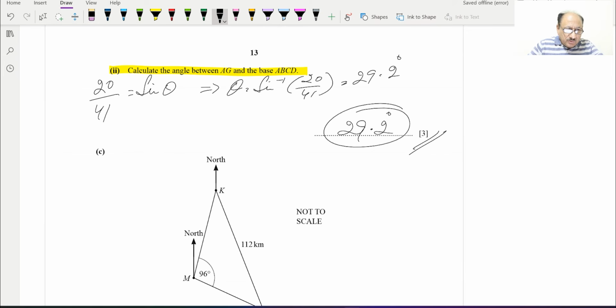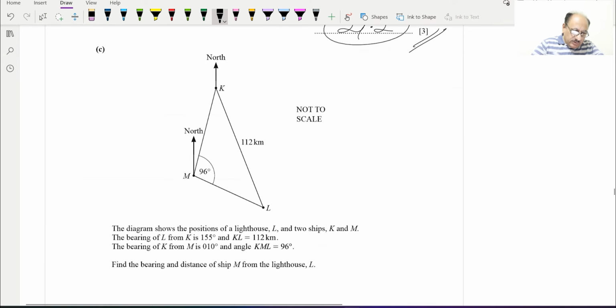Hopefully you understood this. Now the bearing question, C part, diagram is not to scale. The diagram shows the position of the lighthouse L. Lighthouse L is this one, and 2 ships K and M. So K and M are 2 ships. The bearing of L from K is 155. Where is that bearing? So this bearing is given as 155 degrees, and KL is equal to 112 kilometers.